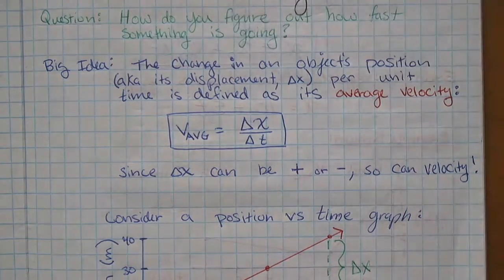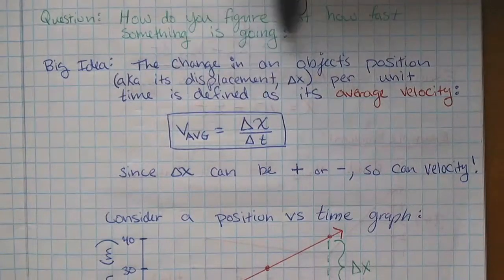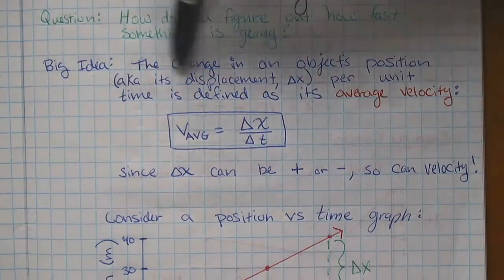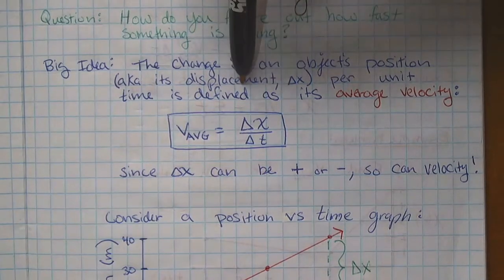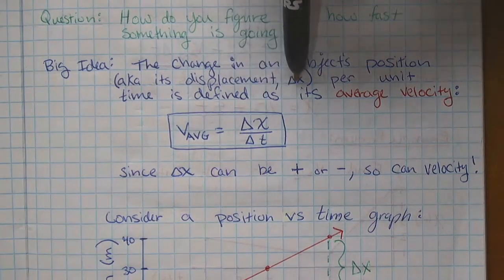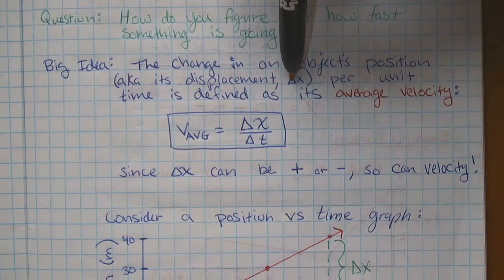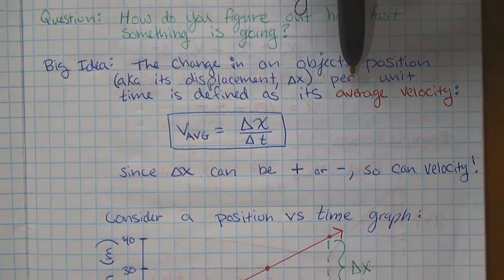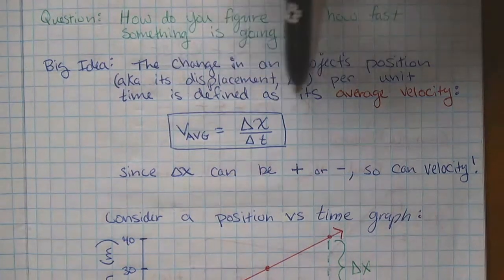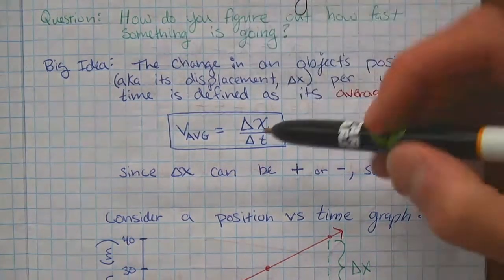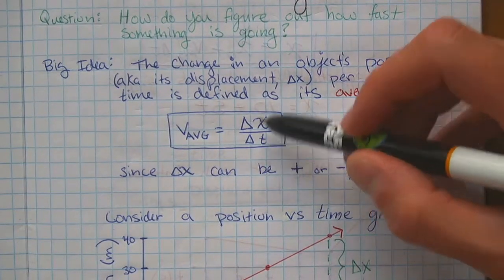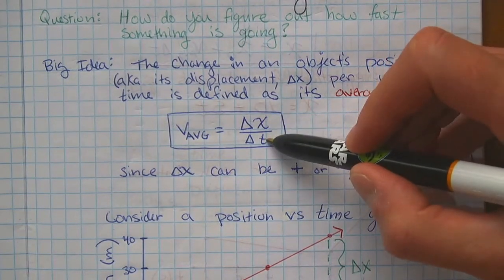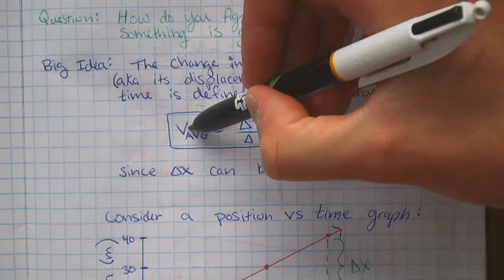Okay, so the big idea here is the change in an object's position, aka its displacement. Remember that was our last set of notes: we have a position, which is where you are, and then the displacement is how far you've moved. Algebraically, that's a delta x. The delta means change in, final minus initial, and x is for position. That change in position per unit time is defined as its average velocity. Mathematically, that's delta x, your change in position, your displacement, divided by your change in time. How far you moved divided by how long that took you. That gives you your average velocity.